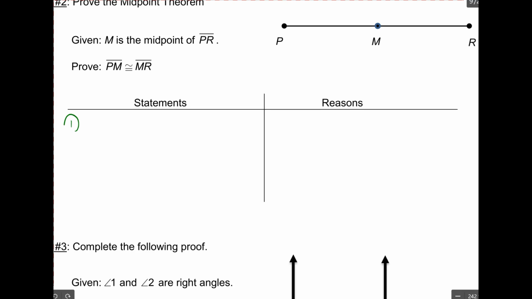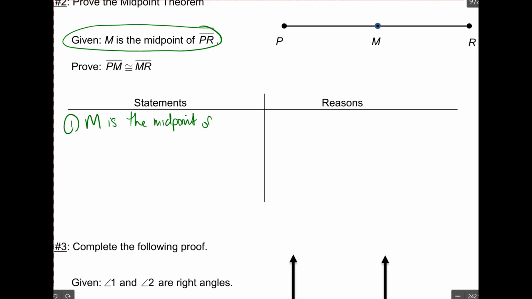So, are we ready for our first 2-column proof? Follow along. First, I'm going to write M is the midpoint of PR. The first line is always your given. And the reason for this: given. This was given to us. That's what I write, given. This is always the first line of your proof. You are restating what was written for you.